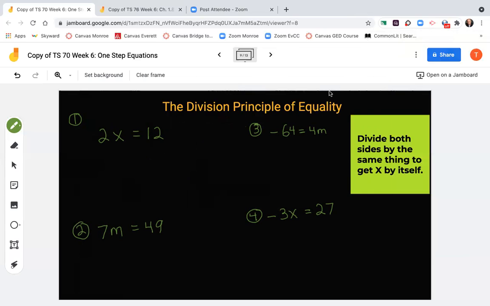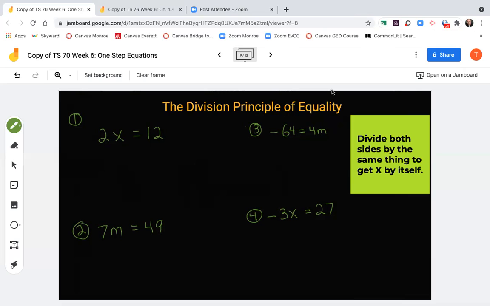It's called the division principle of equality. So we learned the addition subtraction principle of equality, and then this is what's called the division principle. Now I should give you the heads up that they usually just call it the addition principle of equality and the division principle of equality. The reason why is because you can simplify it.